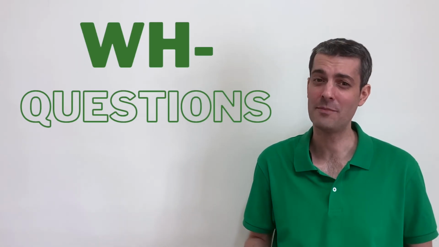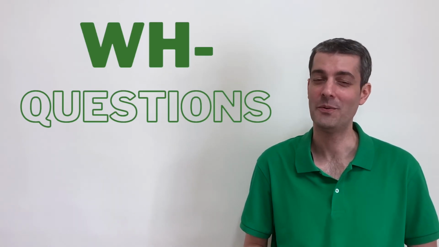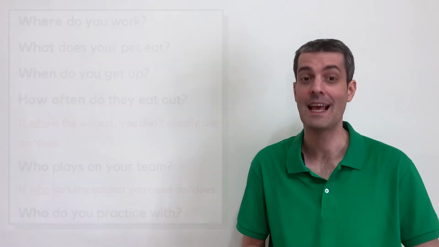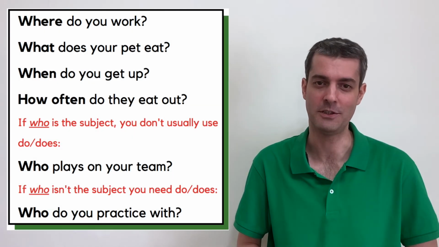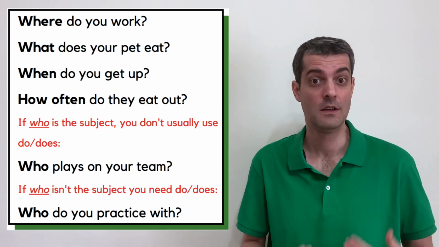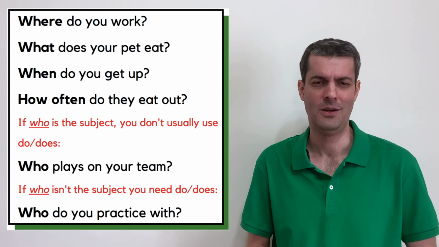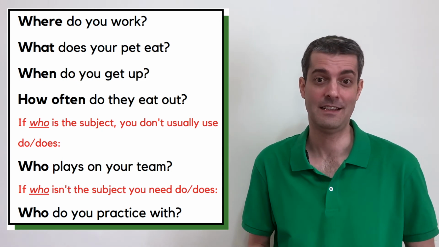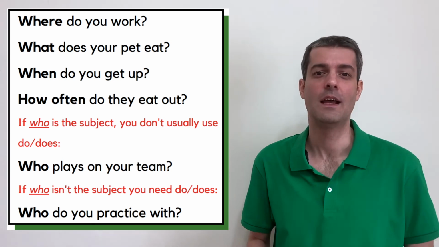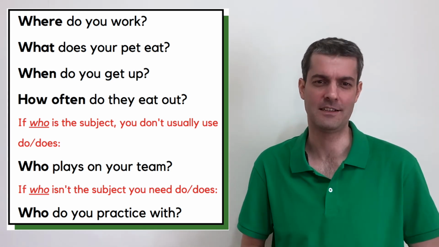Now, what about WH questions? Well, we take our WH question word, followed by do or does, and the subject and base verb. For example, where do you work? I work online. What does your pet eat? It eats fish food. When do you get up? I get up at 6 o'clock.